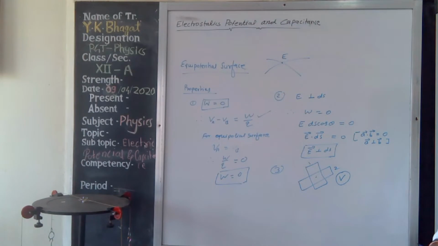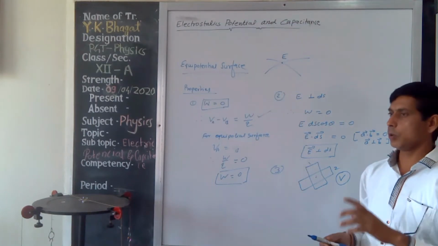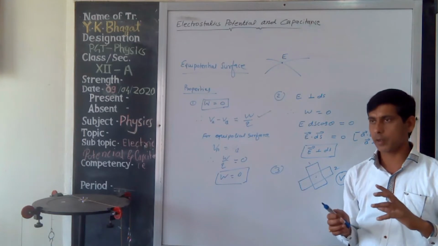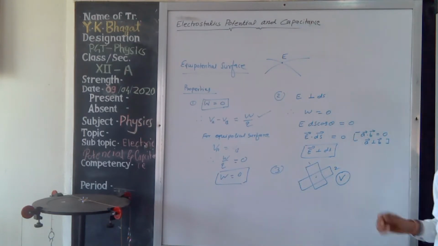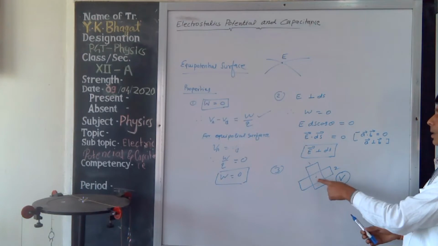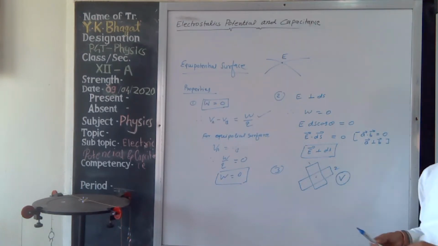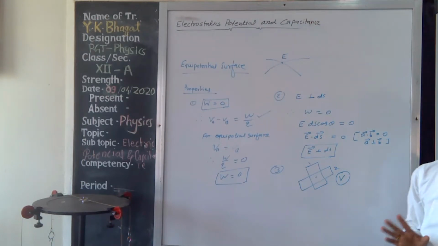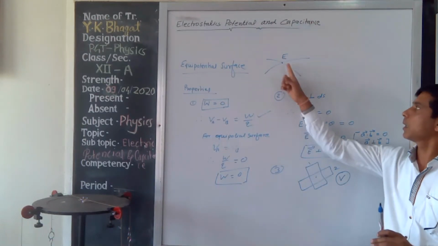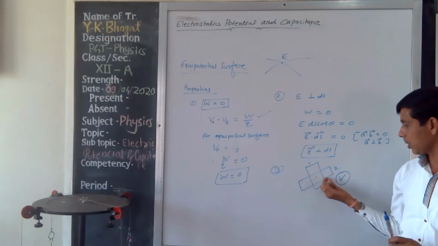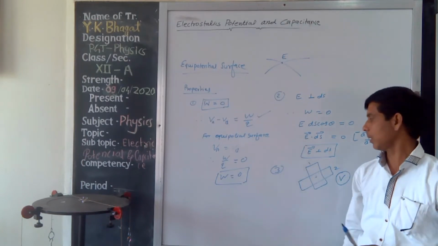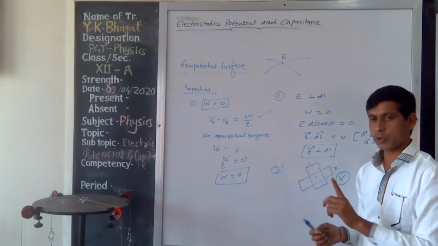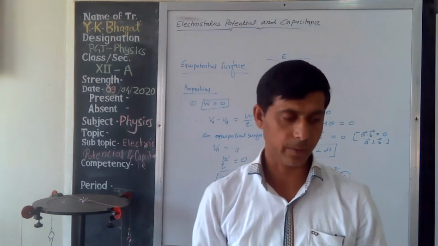But suppose the question is, why don't two equipotential surfaces intersect each other? Then the answer will be, if they intersect each other, then at the point of intersection there will be two values of potential, which is impossible. Then the third property is that two equipotential surfaces don't intersect each other.